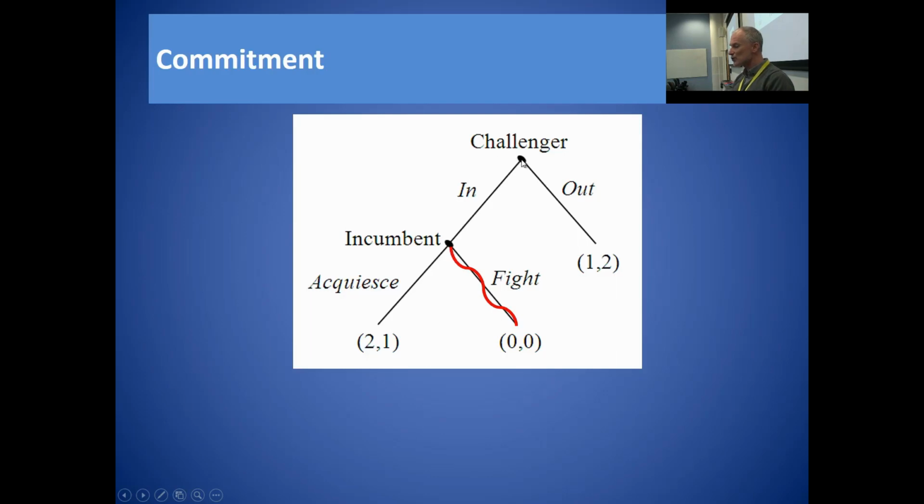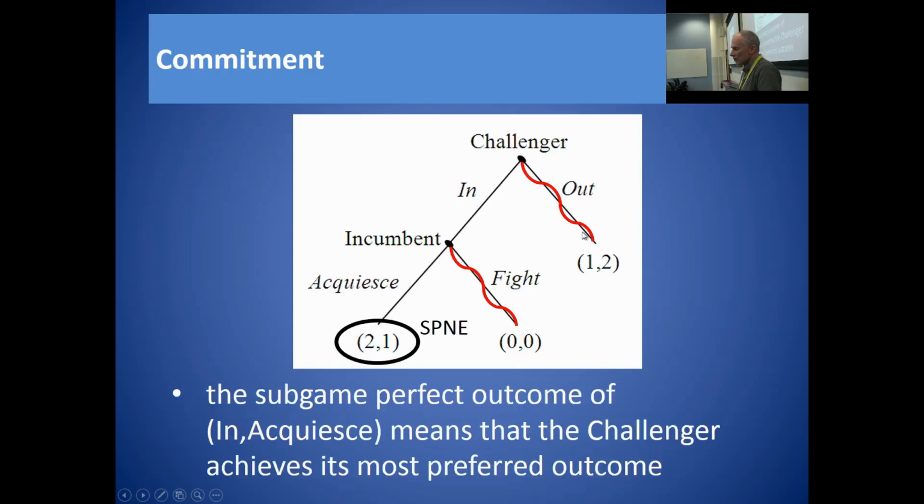Then we move to the preceding round. That's where the challenger chooses in, knowing the incumbent will choose acquiesce and gets a payoff of 2, or it stays out and gets a payoff of 1. So the challenger says, do I want a payoff of 1, or do I want a payoff of 2? Well, I'd much rather 2 as opposed to 1, and hence, it won't choose out. And so, that's what we said previously. That subgame perfect outcome, or that subgame perfect Nash equilibrium, is in, acquiesce. That's what we said previously.